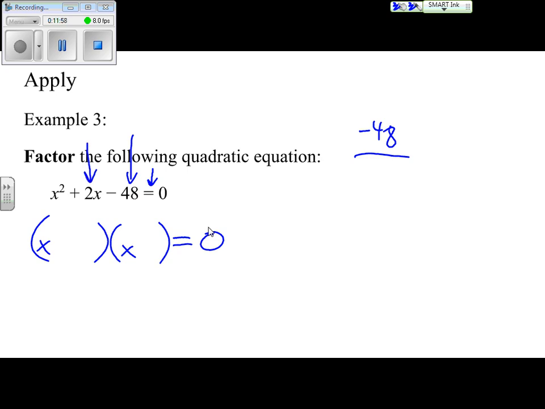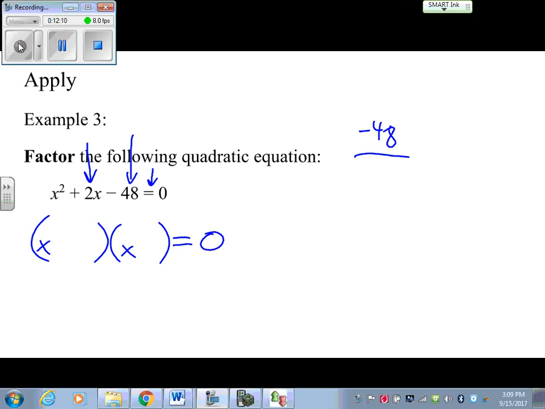So my last term, my c term, is negative, which means that one of its factors has to be positive, one of them has to be negative, and yet the bigger one has to be positive. And I'll show you what that means in just a second here. So we'll just take, again, our factors for 48, ignoring the negative at first. So I've got a 1 and a 48.